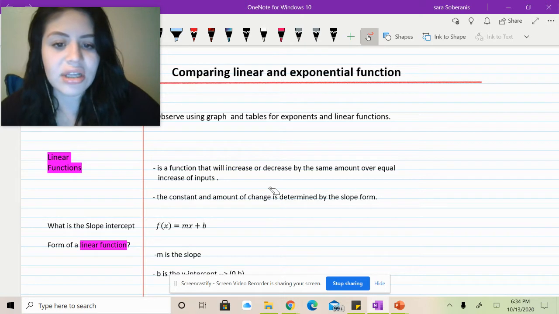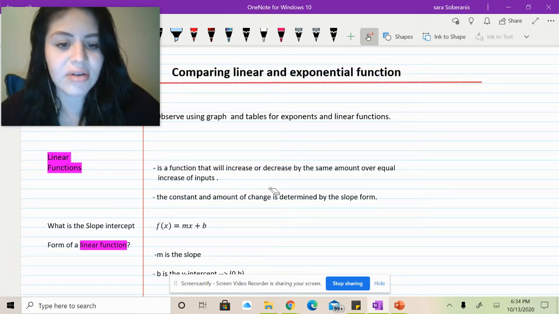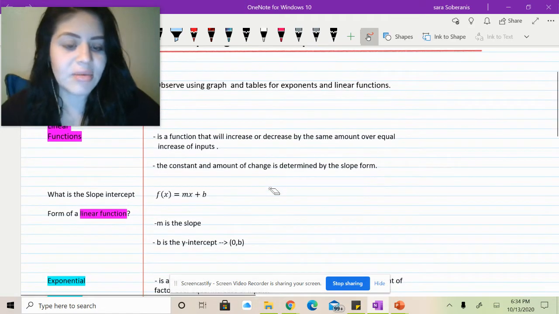This is a function that will increase or decrease by the same amount over equal increases of inputs. The constant amount of change is determined by the slope. What is the slope-intercept form of a linear function? We all should recall f of x equals mx plus b, or y equals mx plus b. M is the slope and b is the y-intercept.